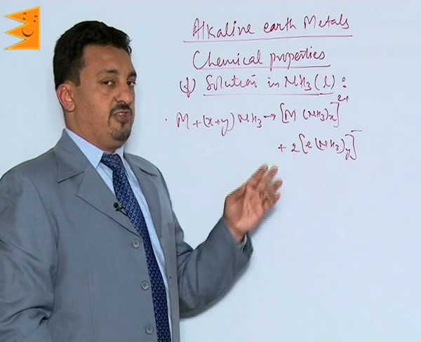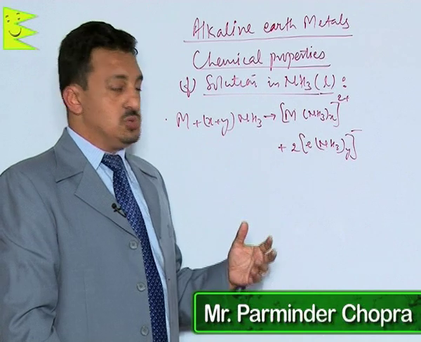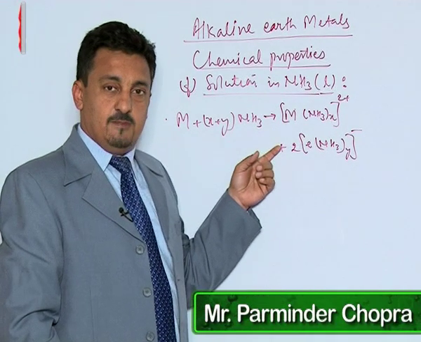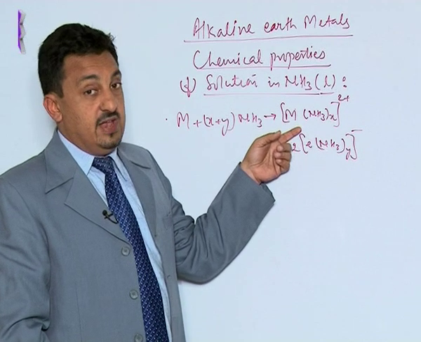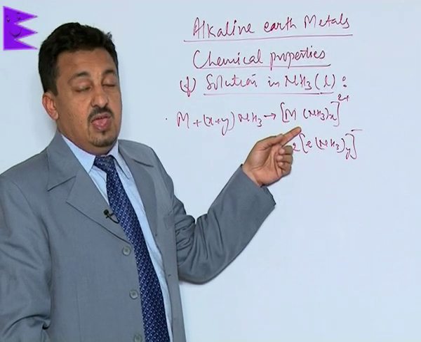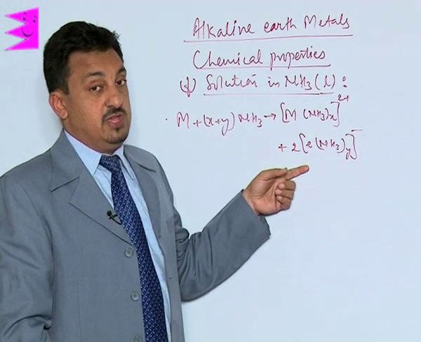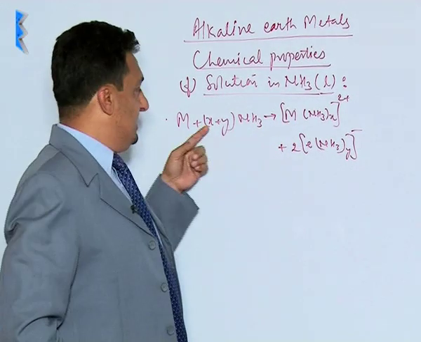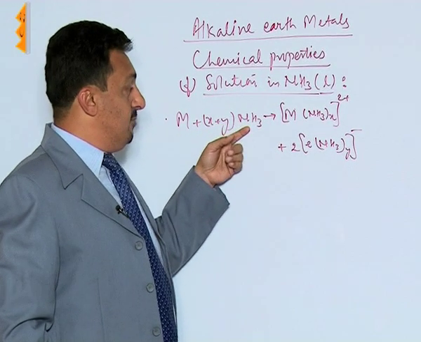Now let us see their solution in liquid ammonia. Like alkali metals, they also lose electrons in liquid ammonia and get solvated, or ammoniated, by the ammonia molecules, along with which the electrons lost also get ammoniated. So it's like this: the metal, represented by M, combines with ammonia.